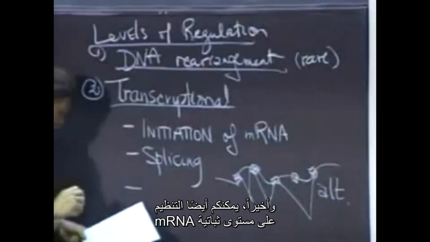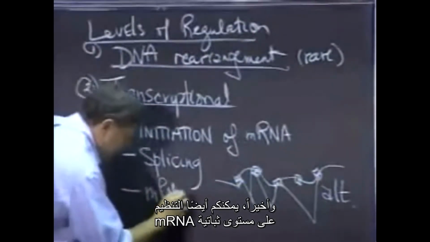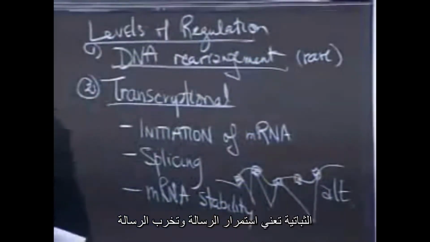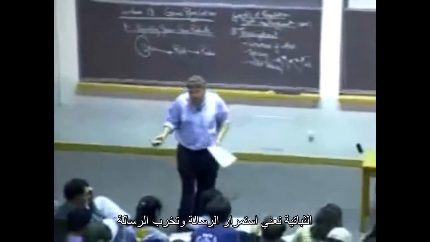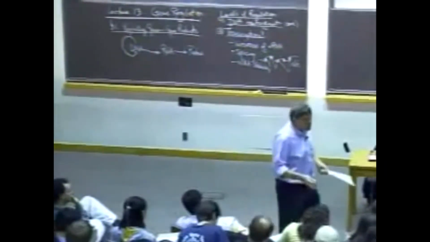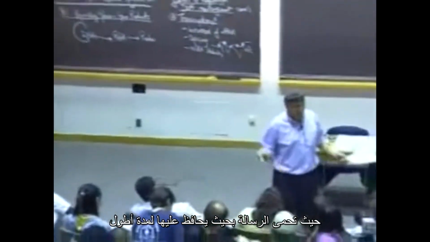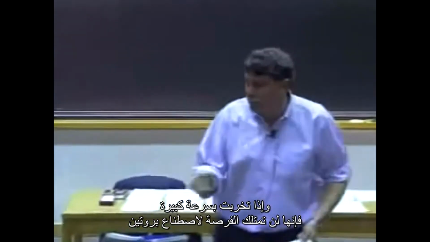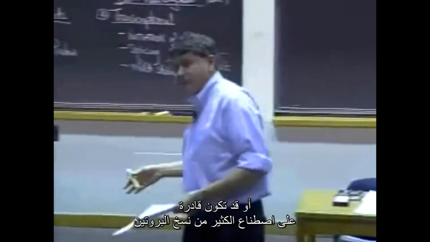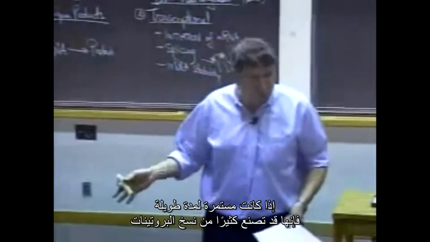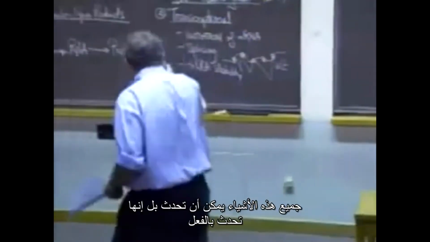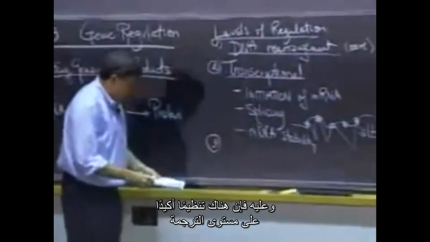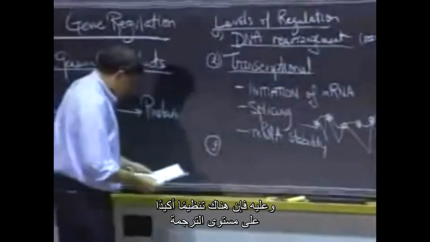And then finally, you can also regulate at the level of mRNA stability. Stability means the persistence of the message, the degradation of the message. It could be that in certain cells, the message is protected so that it hangs around longer. And in other cells, perhaps, it's unprotected and it's degraded very rapidly. If it's degraded very rapidly, it doesn't get a chance to make a protein, or maybe it doesn't get to make too many copies of the protein. If it's persistent for a long time, it can make a lot of copies of the protein. All of those things can and do occur. Then, of course, there is the regulation at the level of translation.